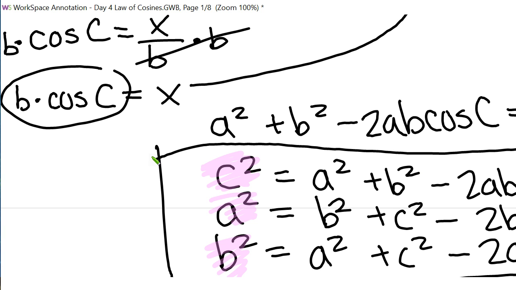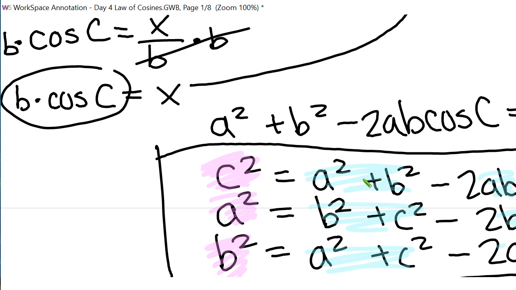Now whatever variable is by itself over here, you're going to use the other two sides of the triangle. So if you have C over here, what are the other two sides? A and B. If I have A over here by itself, what are the other two sides of the triangle? B and C. If I have B by itself, what are the other two sides of the triangle? A and C.